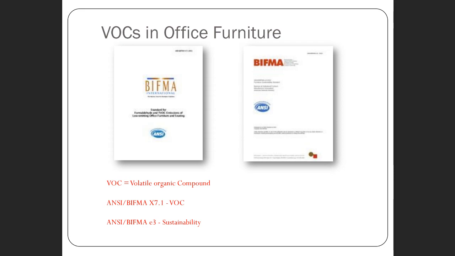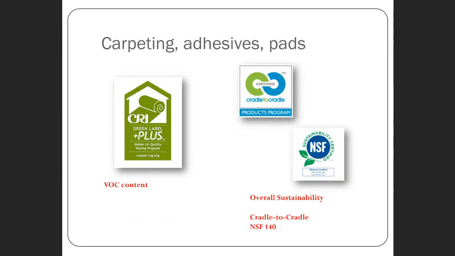Here's VOCs in office furniture. This is the Furniture Manufacturers Association, right? They have a standard for low VOC furniture. Here's carpeting and adhesives. CRI, I think, is the Carpet and Rug Institute, a trade organization of carpet manufacturers that has gotten together to help designers and specifiers specify more environmentally responsible products.